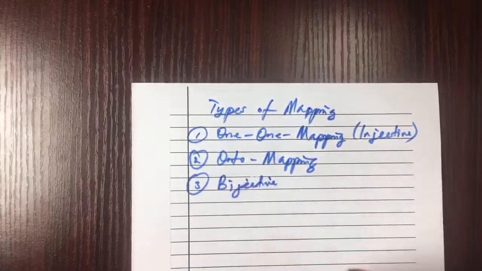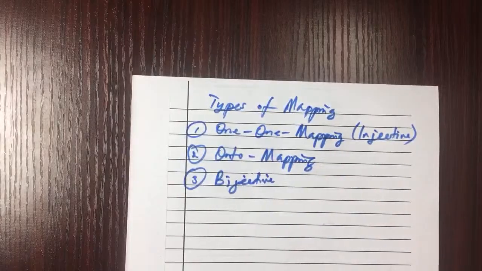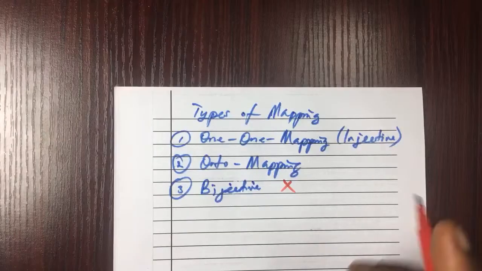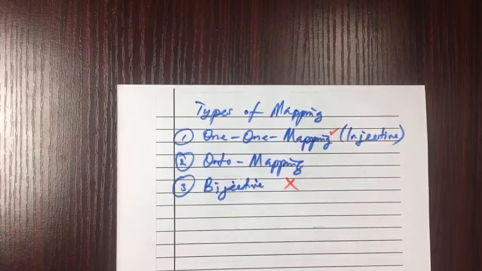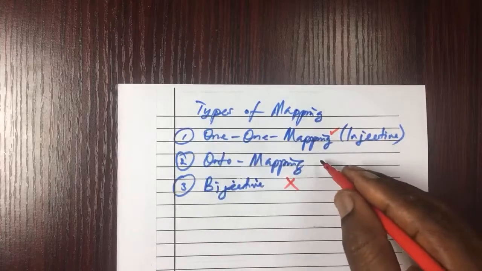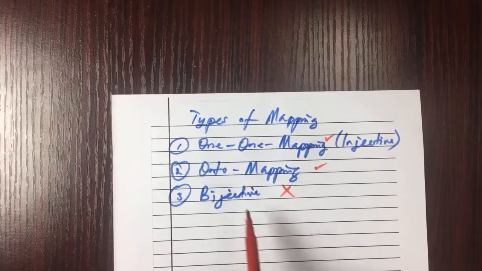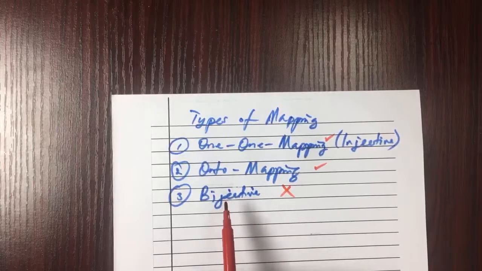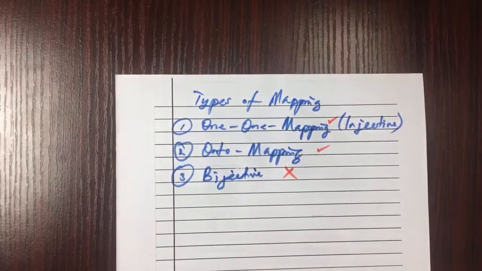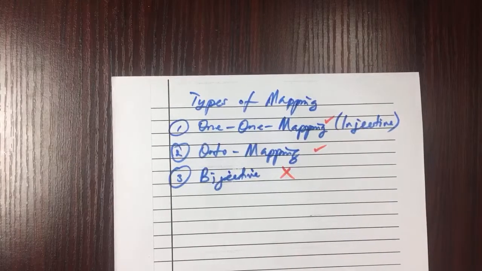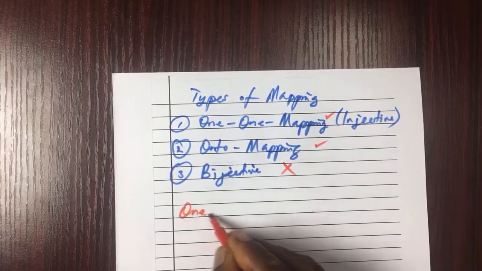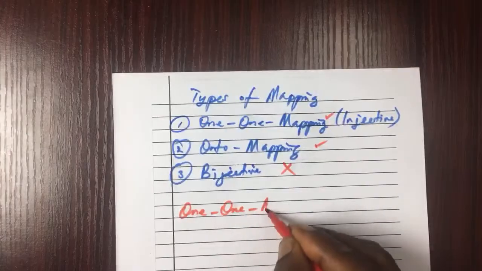I'm going to save my discussion on this for another episode. In this video I'm going to discuss one-to-one mapping, otherwise called the injective mapping, and the onto mapping. But that does not mean I'm not going to tell you something about the bijective mapping. I'm going to explain this just a little bit, but we shall save our discussion for the next episode on this particular topic. So let's start with one-to-one mappings. So what is a one-to-one mapping?